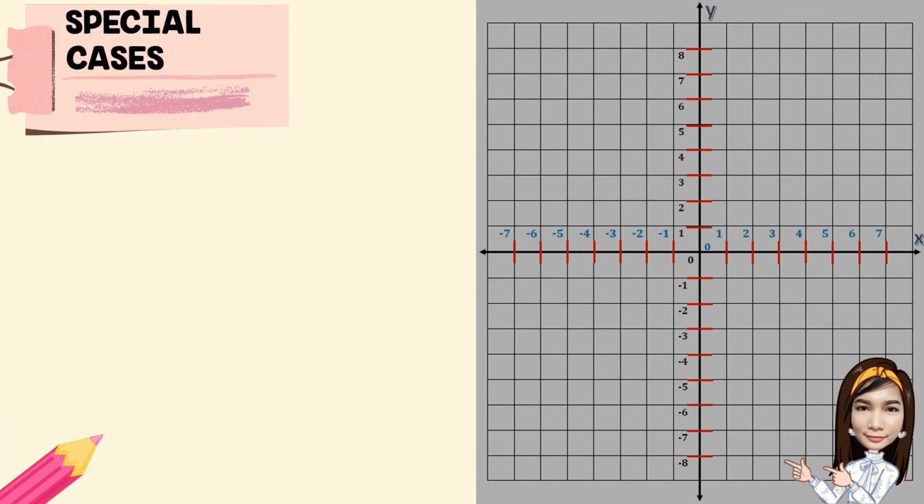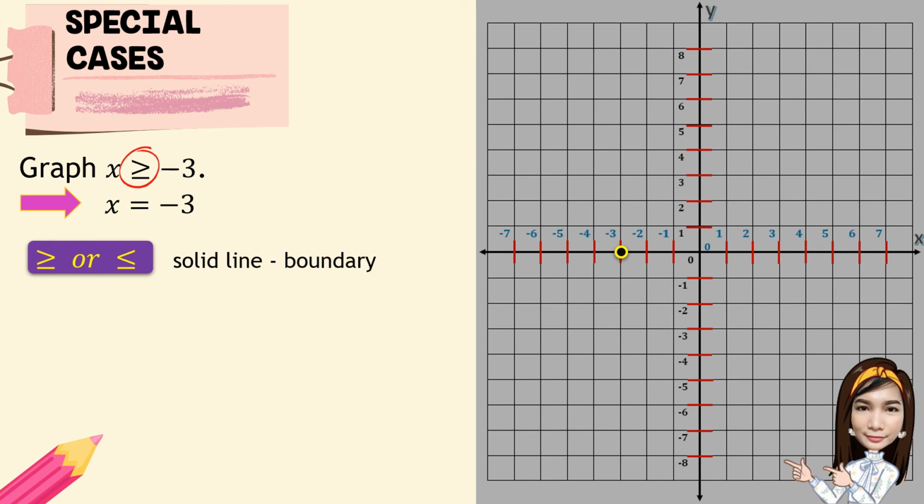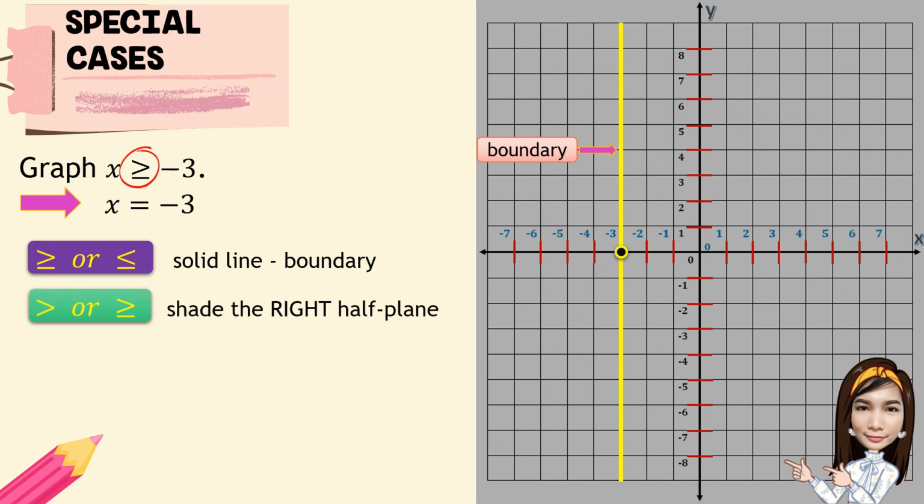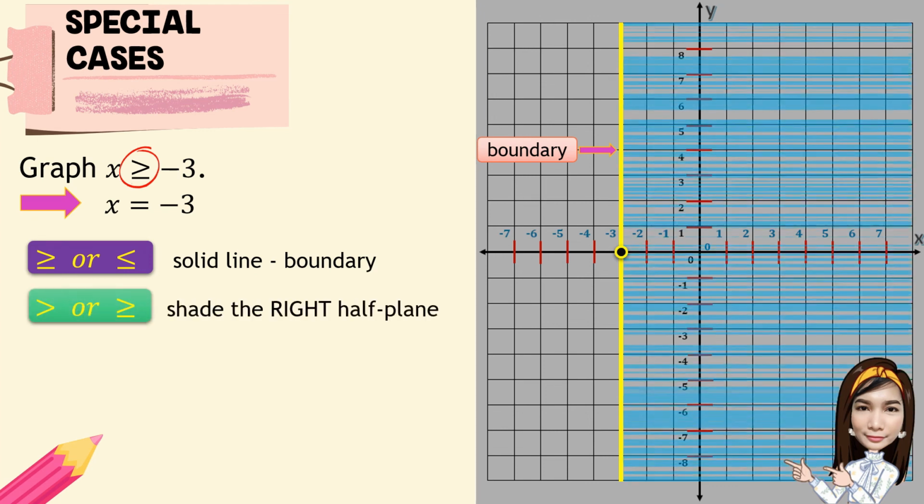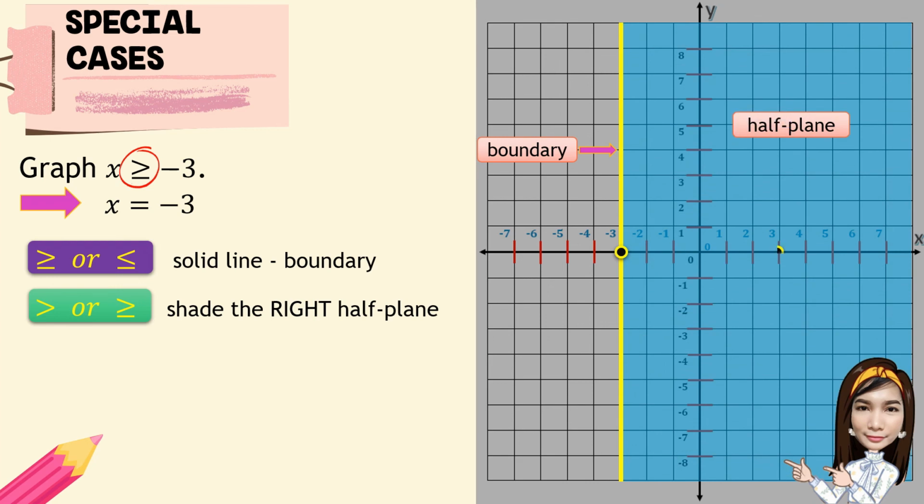Another special case, we have graph x is greater than or equal to -3. We are going to rewrite it as an equation. So we have x equals -3, and that is located on the x-axis on the left of the origin. Now the inequality symbol is greater than or equal, therefore we're going to use solid line as the boundary. Now for the shaded region, if the symbol is greater than or equal, we're going to shade the right half plane. So that is the graph of x is greater than or equal to -3.